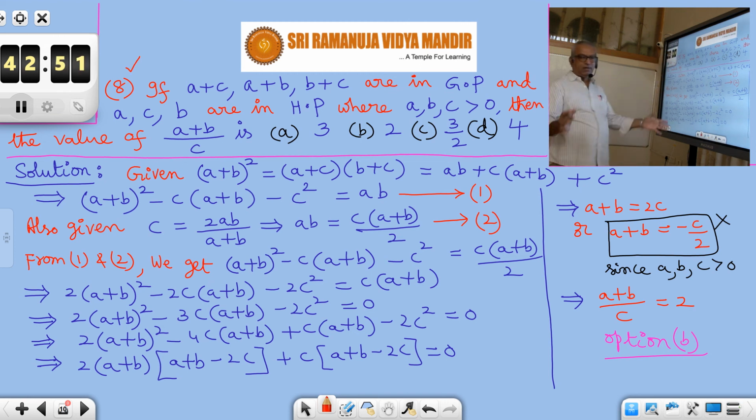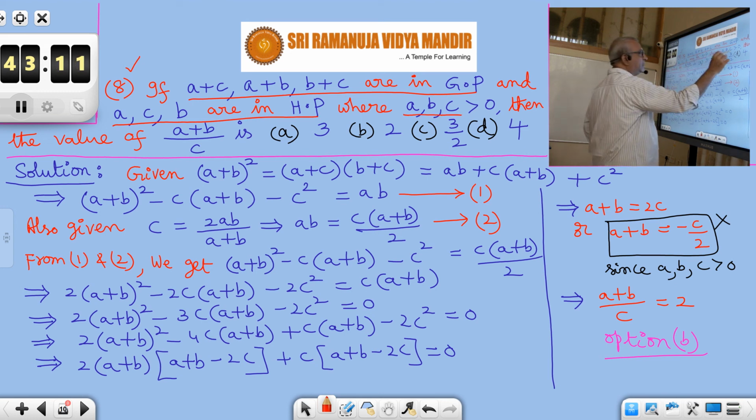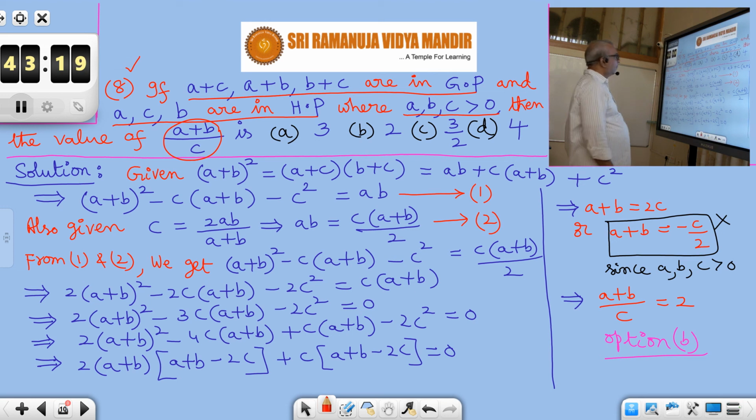AP, GP, HP all together we are doing the problems. Let us consider the 8th problem. Please read the problem. If A plus C, A plus B, B plus C are in GP, okay, and A, C, B are in HP, where A, B, C, all these numbers are positive, then the value of A plus B by C is equal to, 4 options are given.